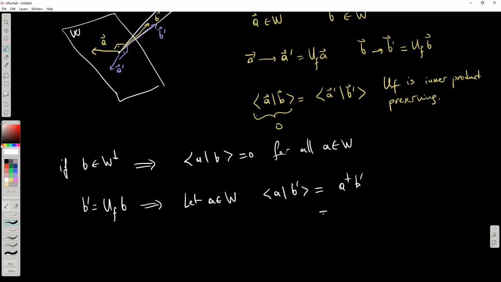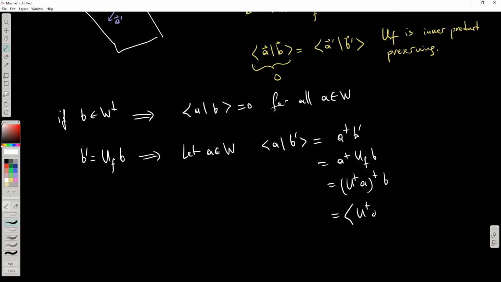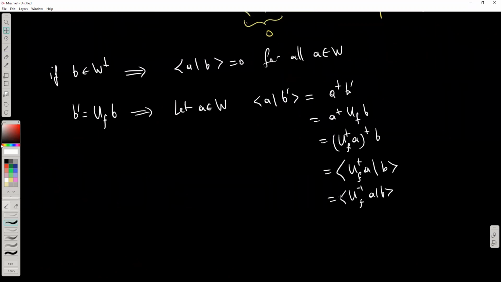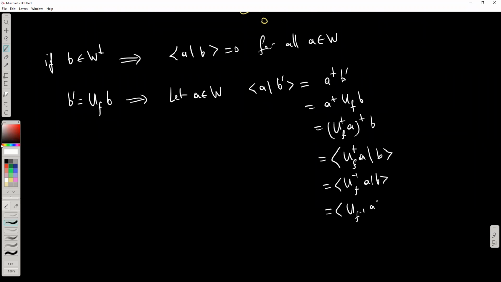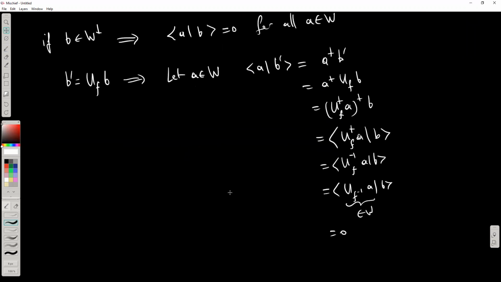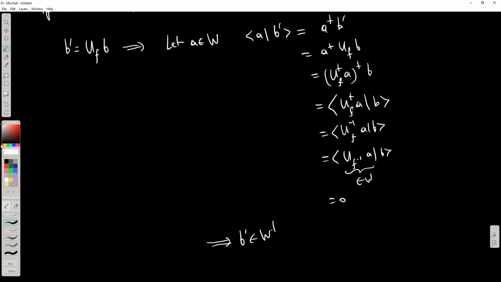If I express it in terms of matrices, B prime is equal to UF times B. But I can think of this as U dagger, A dagger, B. So therefore, that's the inner product of U dagger applied on A, with B. But U dagger is just the inverse of this. This is UF inverse, and it's actually a representation matrix of the inverse of the group element. Okay, whatever, that's basically inside W, but B is claimed to be perpendicular to all vectors in W, so therefore this is equal to 0. This shows that when I take an arbitrary element A of W, the inner product with B prime is always equal to 0. This implies, therefore, that B prime is in W perp, right? This is a more formal proof.